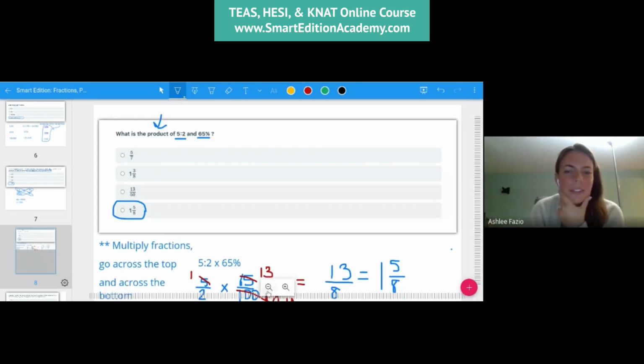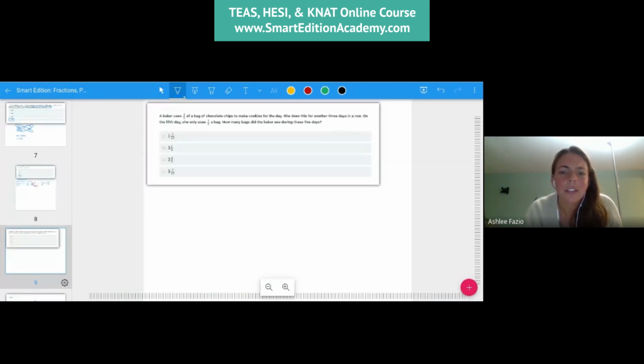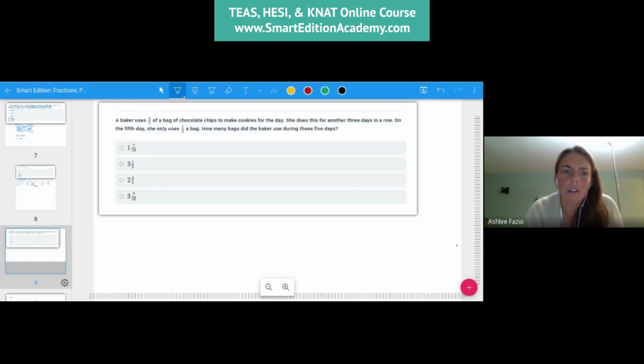Cool, okay, awesome. So we will move along then. That is a great strategy to have in your toolbox when you're multiplying fractions. Here we've got some more fractions, so I'll try to zoom in a little bit more so we can see better.